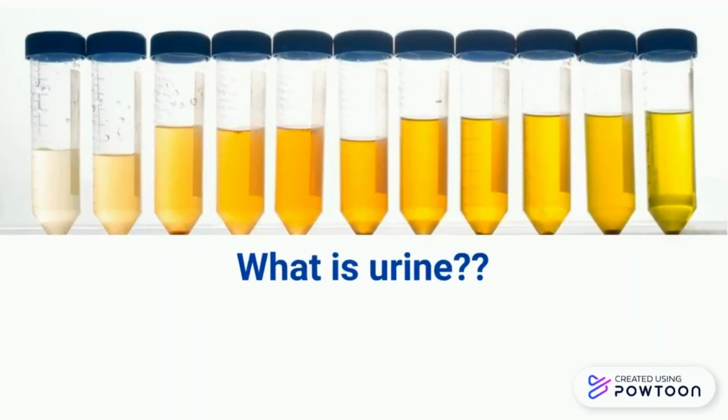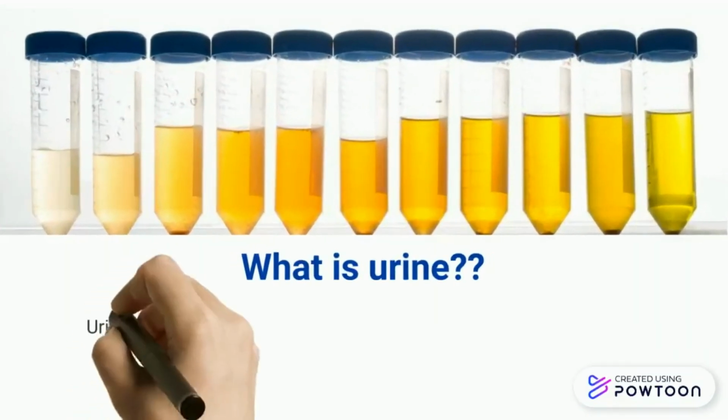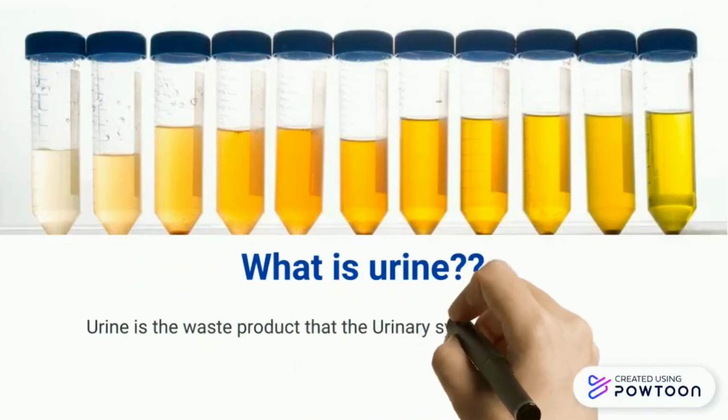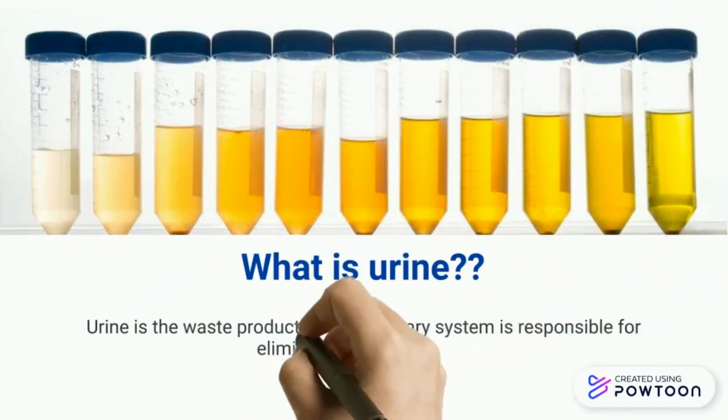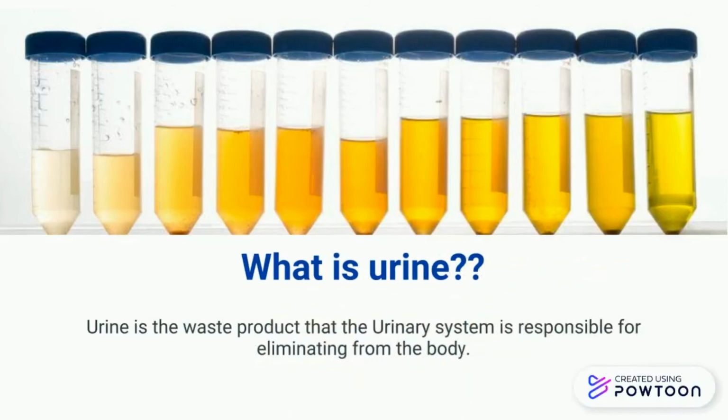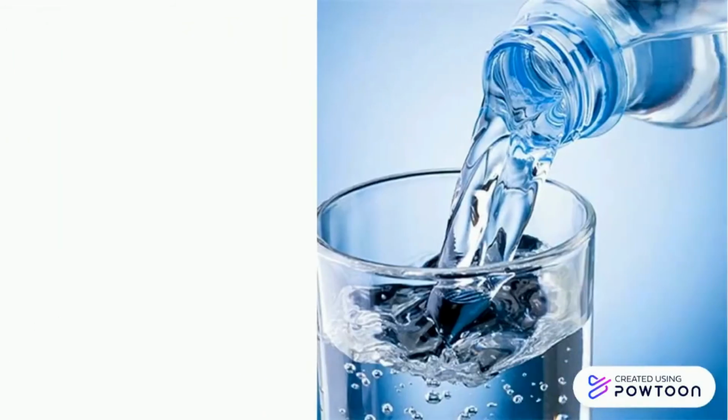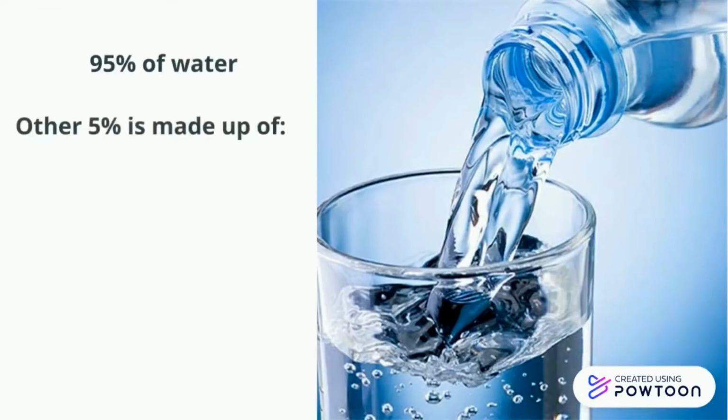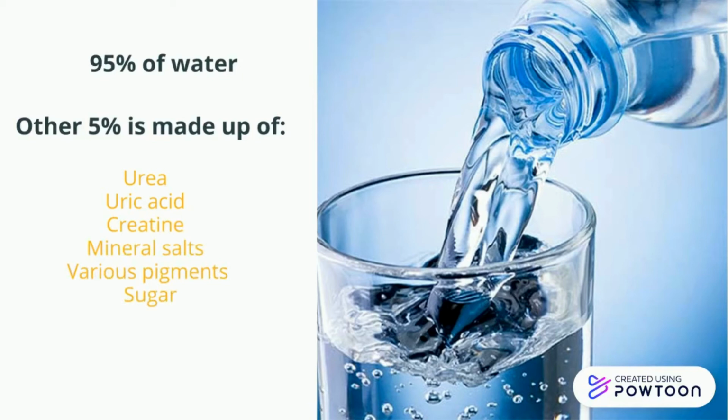So what exactly is urine? Urine is the waste product that the urinary system is responsible for eliminating from the body. It contains 95% water, and the other 5% is made up of urea, uric acid, creatine, mineral salts, various pigments, and sugar. Excess sugar in urine is indicative of diabetes.